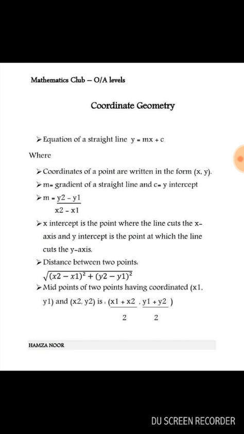Now, how do we calculate the distance between 2 points? First, obviously you will need 2 points, (x1, y1) and (x2, y2), and the formula for the distance is the square root of (x2 - x1) whole squared plus (y2 - y1) whole squared. Now, how do we calculate the midpoint of 2 points having the coordinates (x1, y1) and (x2, y2)? This is ((x1 + x2)/2, (y1 + y2)/2).